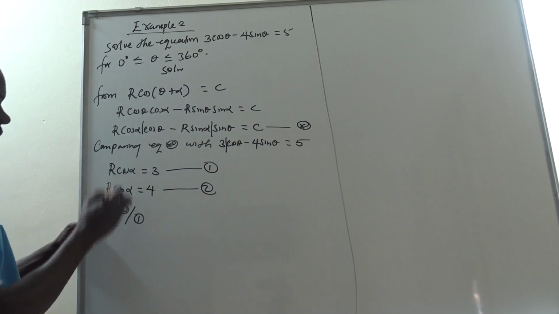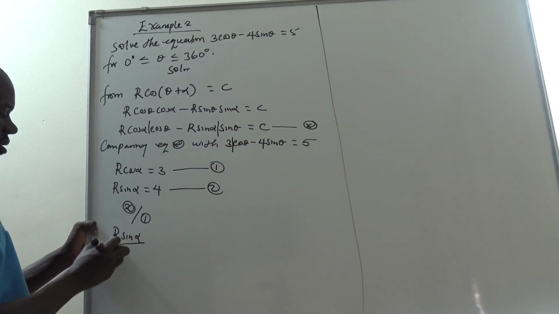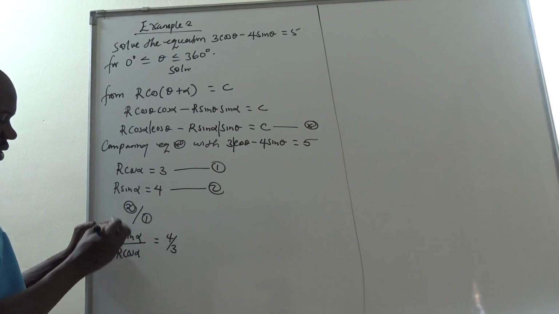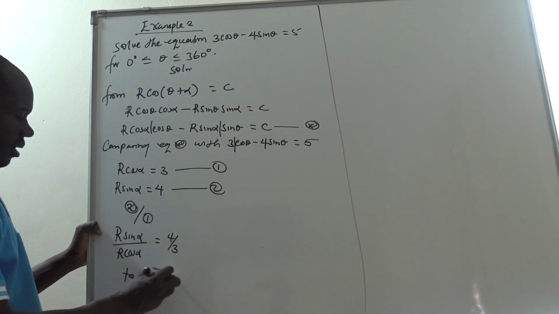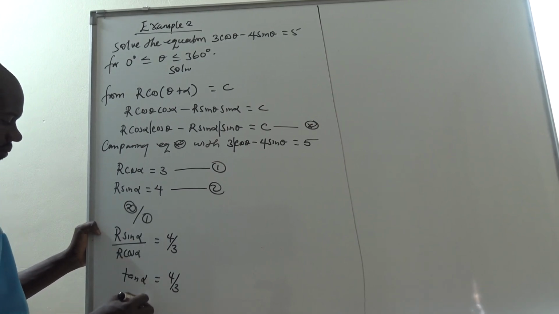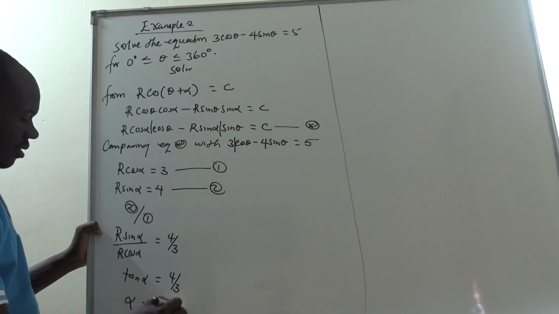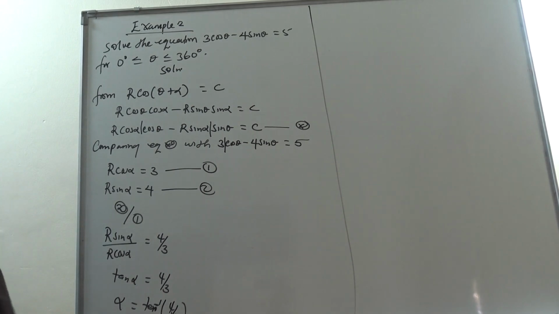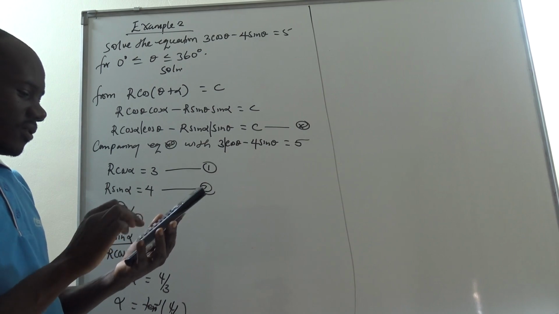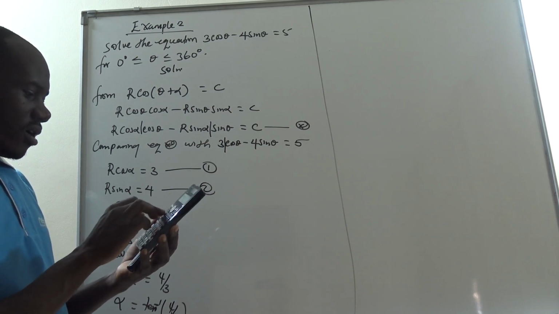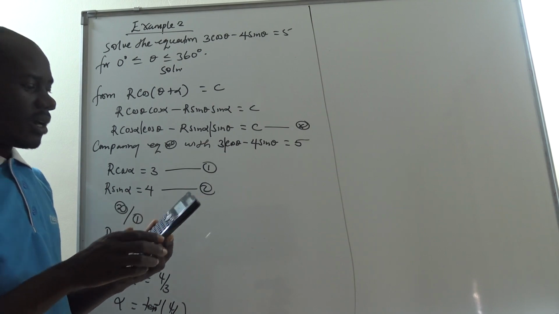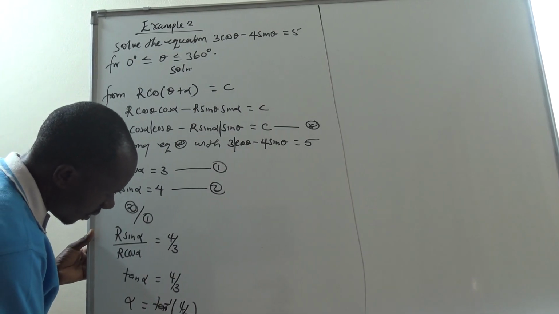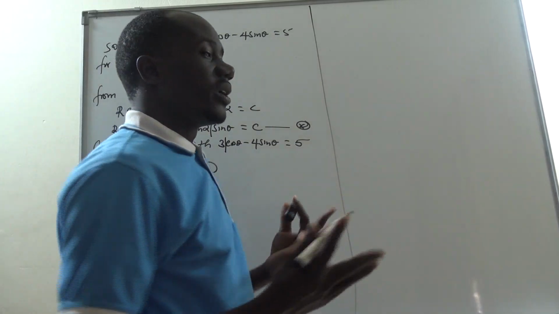Then what if I say equation 2 divided by 1? We are going to have R sine alpha over R cos alpha equals 4 over 3. When we reduce R, we remain with tan alpha equals 4 over 3. So what is alpha alone? We are going to look at the tan arc of 4 over 3. It is around 50 something. Press shift tan arc of 4 over 3. We are coming out with 53.13. So our alpha is 53.13 degrees.